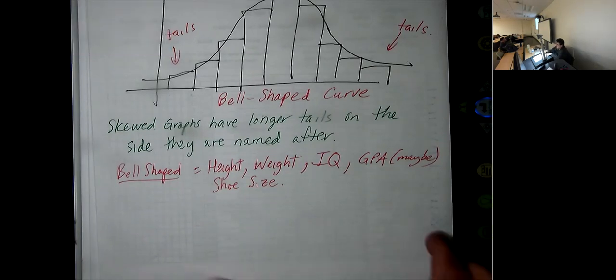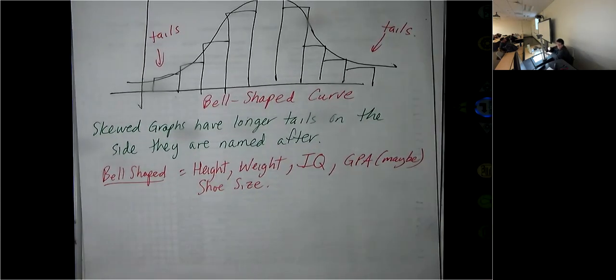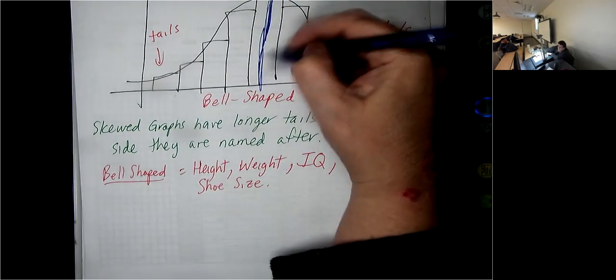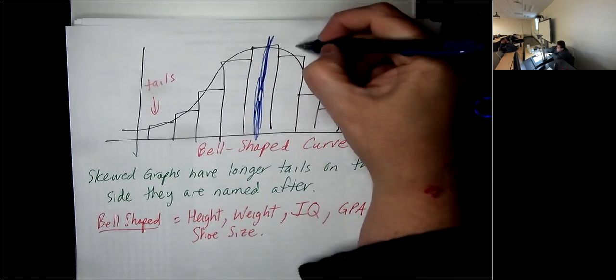And then there's the one. Anything else? Shoe size is good. I think I want to add that. No, I talked about mean and median, the other one. On a bell-shaped curve, it tends to be both. Mean and median are in the same spot.